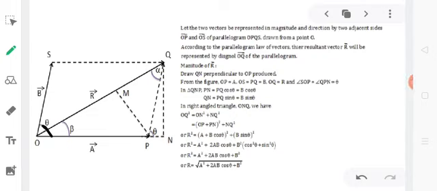In triangle QNP, PN is equal to PQ cos theta, that is B cos theta, and QN is equal to PQ sin theta, that is B sin theta. So considering the right angle triangle ONQ, we can write down OQ square equal to ON square plus QN square.